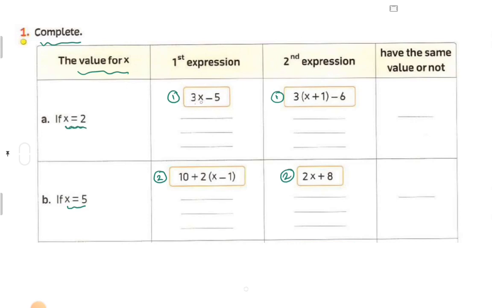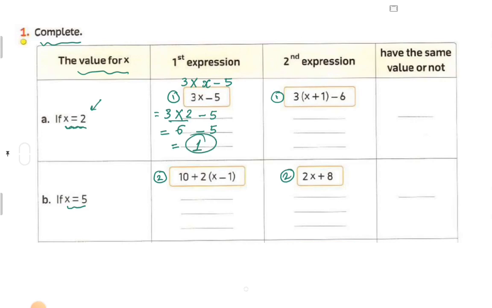So 3x minus 5. 3x, that means 3 by x minus 5, right? Okay, 3 by x minus 5, we remove x and put 2, so it's equal 3 by 2 minus 5. Start with multiply. 3 by 2 equals 6 minus 5, it's equal 1.